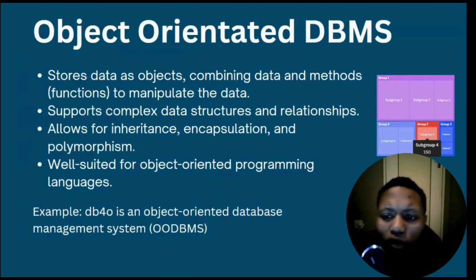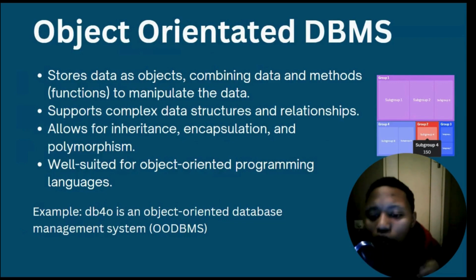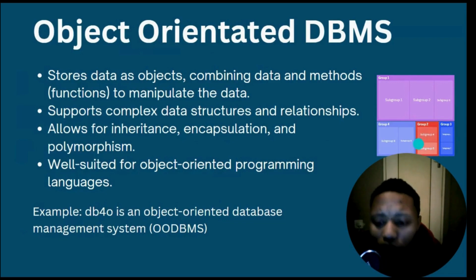Object-oriented database management system. This stores data as objects, combining data and methods, which are functions to manipulate the data. It supports complex data structures and relationships, and allows for inheritance, encapsulation, and polymorphism. This is well suited for object-oriented programming languages. Example: DB4O is an object-oriented database management system.